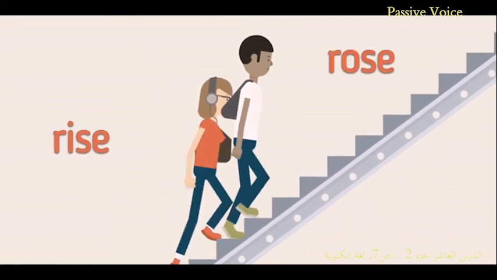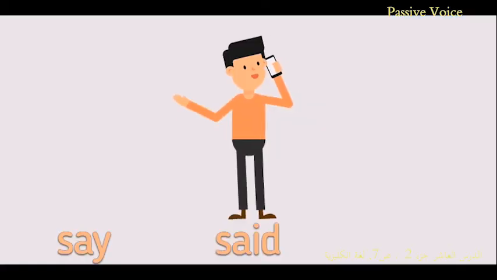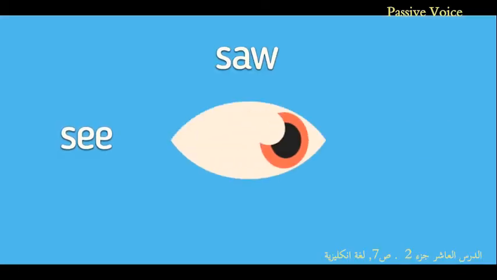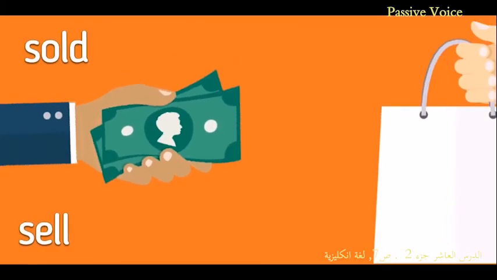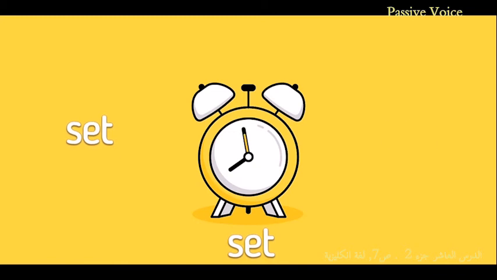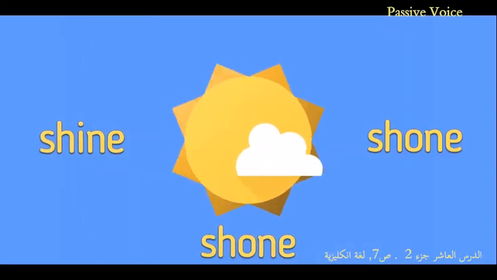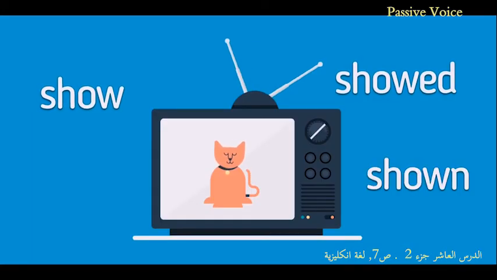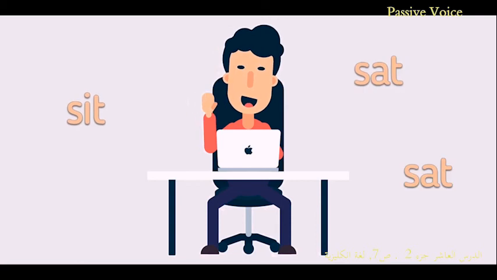That's right. Rise, rose, risen. Run, ran, run. You heard. Say, said, said. Yeah, you did. See, saw, seen. Seek, sought, sought. Sell, sold, sold. That's verbs. Send, sent, sent. Here we go. Set, set, set. You heard. Shake, shook, shaken. Say it again. Shine, shone, shone. Here we go. Show, showed, showed. Sing, sang, sung. That's right. Sit, sat, sat.